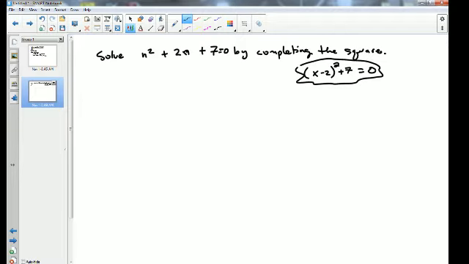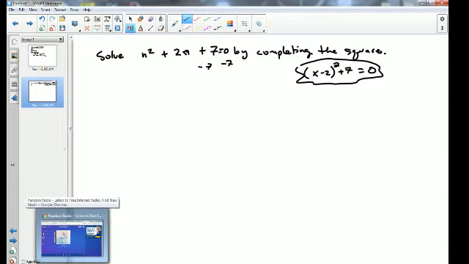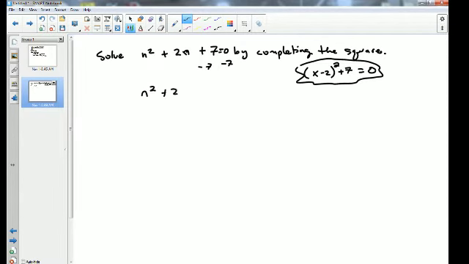You don't have to do what I'm going to do next, but it helps keep me organized. So I actually move the 7 to the other side of the equation. That's my first step because it keeps me organized. So you end up with n squared plus 2n, leave a blank. I can show you how not to do it if you don't move the 7, if you're interested. The big question with completing the square is, what do I put right there?